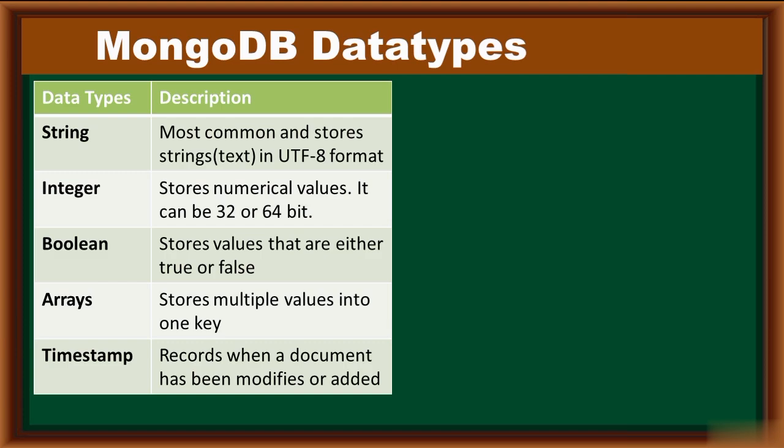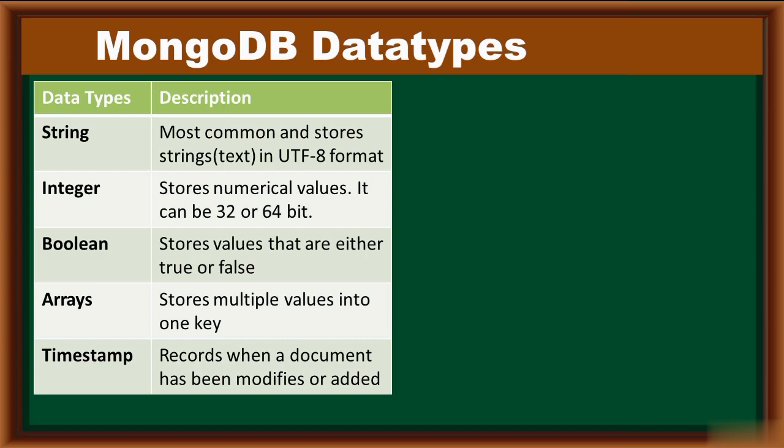Next, we've got the Boolean data type. A Boolean basically stores two values, either true or false. Next, we've got the arrays. The arrays data type is used to store multiple lists or multiple values into one key.